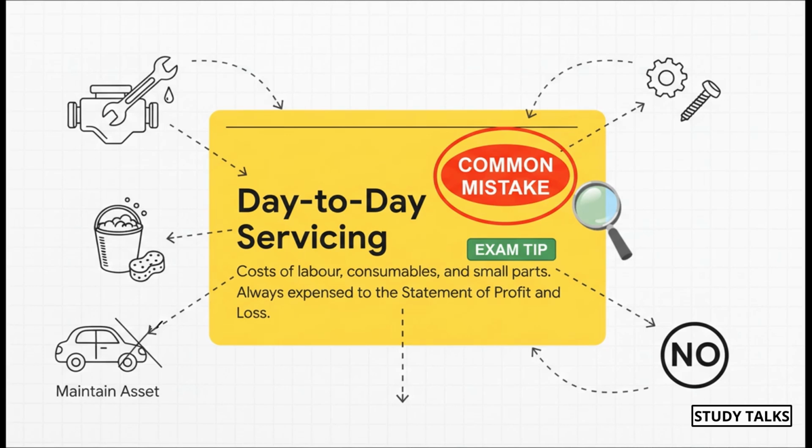Okay, let's get one thing straight right off the bat. Day-to-day servicing. What are we talking about here? Things like labor costs, consumables, small parts, basically your everyday repairs and maintenance. The treatment for this is simple. It is always an expense. It goes straight to the statement of profit and loss. You never, ever capitalize it. The whole point of these costs is just to keep the asset running, not to make it better. So the second you see day-to-day servicing in an exam question, your brain should scream P&L. Don't even hesitate. Capitalizing this is a classic mistake, and it's a guaranteed way to lose marks.